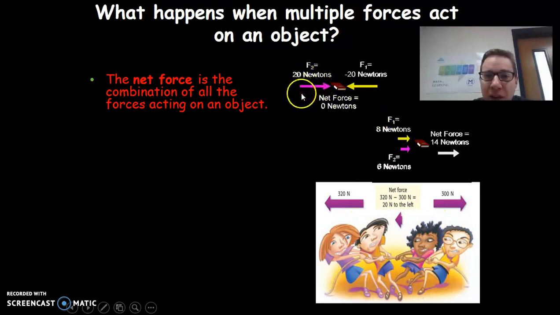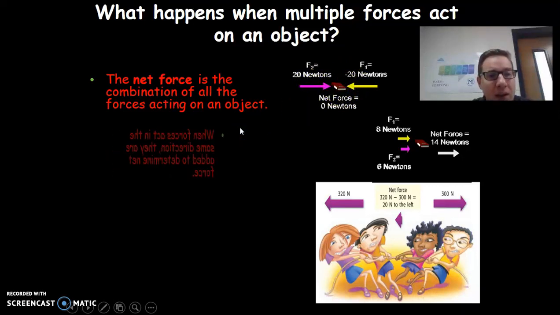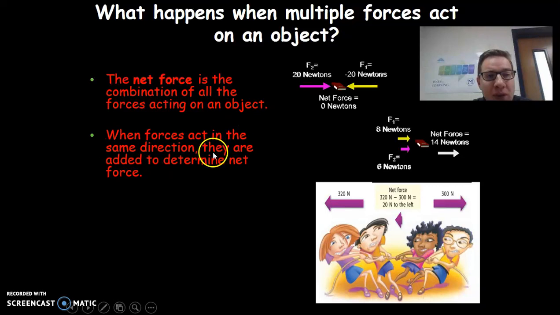So we have a force of 20 newtons pushing this way on the book, and 20 newtons pushing this way on the book, and the net force is 0 newtons, because 20 going one way and 20 going the other way, they're going opposite, so they cancel each other out. When forces act in the same direction, they're added to determine the net force.